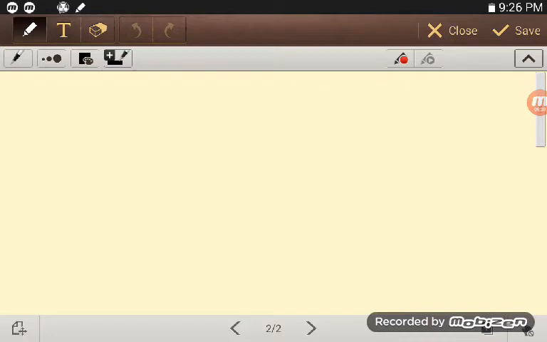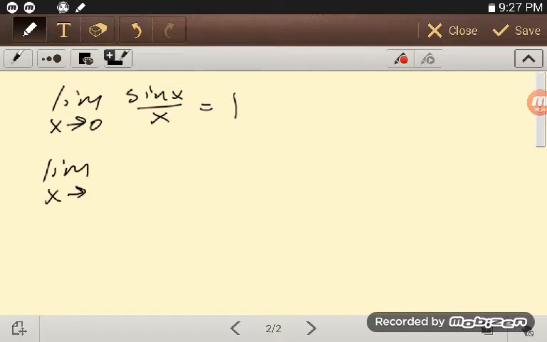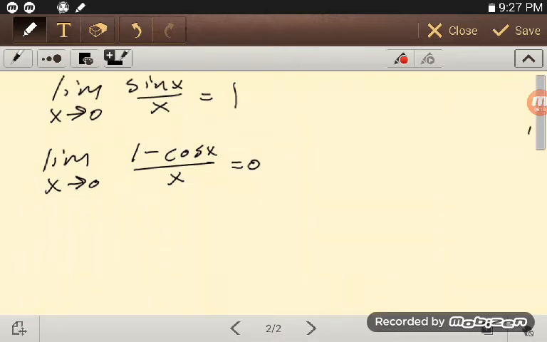I'll go to a new page here. These other two limits turn out to be very nice and very important: the limit as x goes to 0 of sine of x over x is equal to 1, and the limit as x goes to 0 of 1 minus cosine of x over x is equal to 0. If we look at those graphically, you could plot this on Desmos, or you could plot the two functions separately.